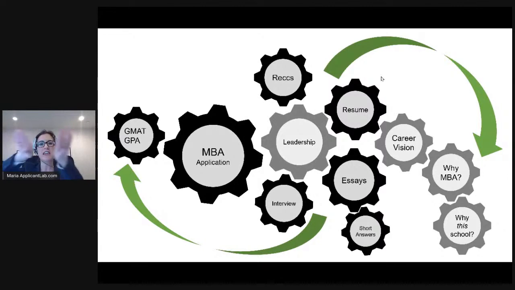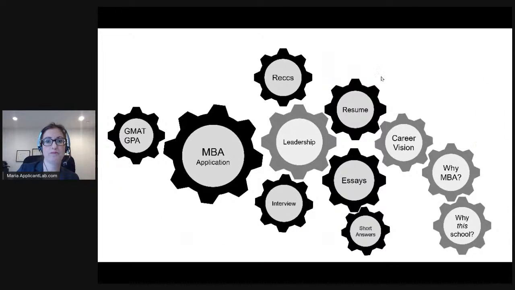Then those 2 pieces of the gears are going to start going in opposite directions, and the entire machinery of your application is going to come screeching to a grinding halt. So you need all of the pieces of your application to be flowing together in harmony.